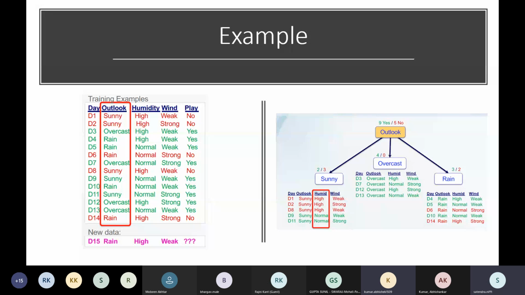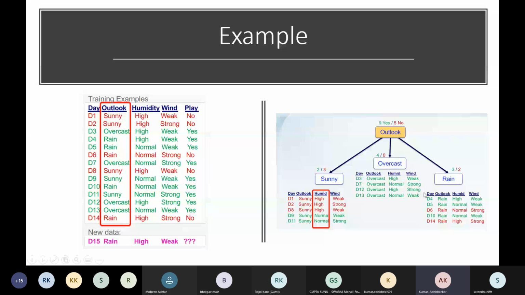For this Outlook diagram, they are leaf nodes as well. Overcast is a leaf node only. Overcast is a leaf node actually. Yes, sir. Correct.